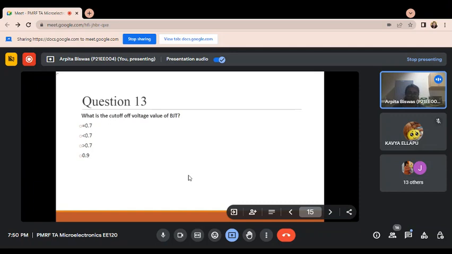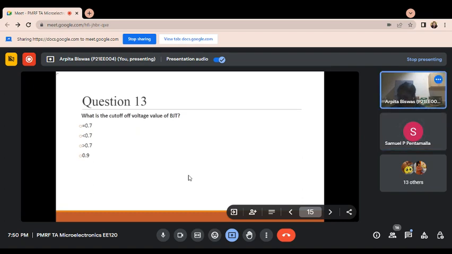So if it is greater than that value, then it will start to enter the saturation or the active region. So this voltage is known as the cutoff voltage. It means slightly greater than that voltage, the BJT can start to operate. So I think I gave the hint. So what is the right answer in that case? B is the answer, madam. Okay.